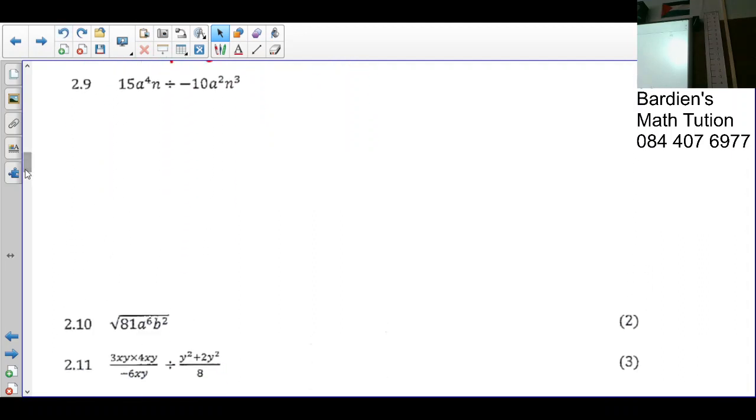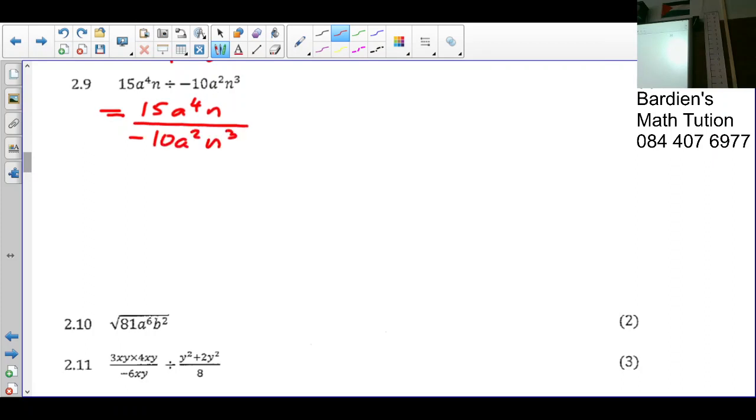2.9. So to divide, I can write one over the other. So it's going to be 15 A4N over negative 10A squared N cubed. What's positive divided by negative? Negative. Negative divided by negative is positive. It's the same rule. Okay? So here we got no sign, so it's positive. So positive divided by negative is negative.